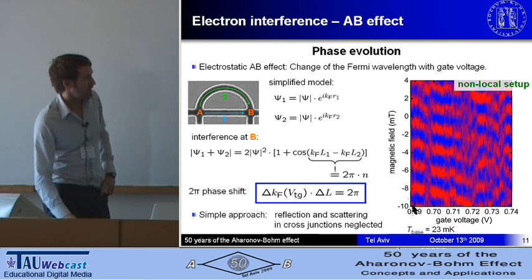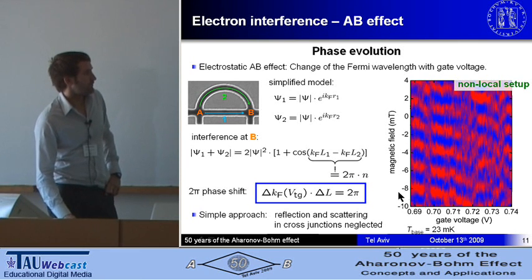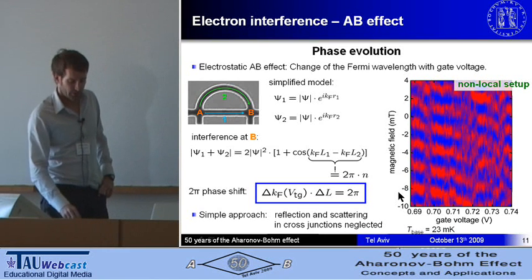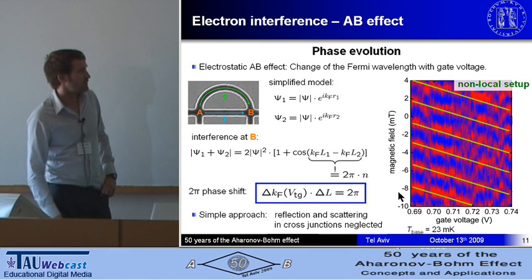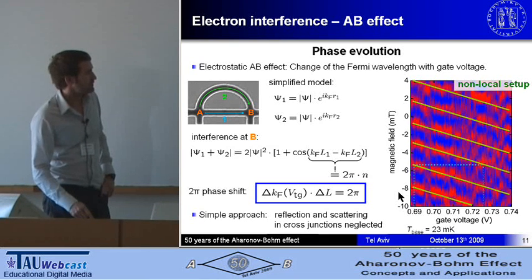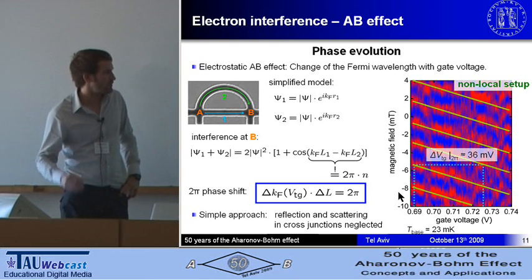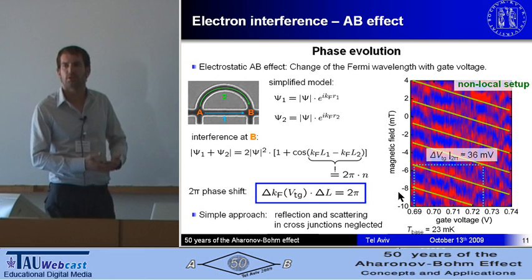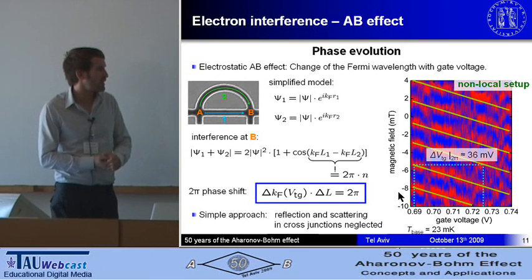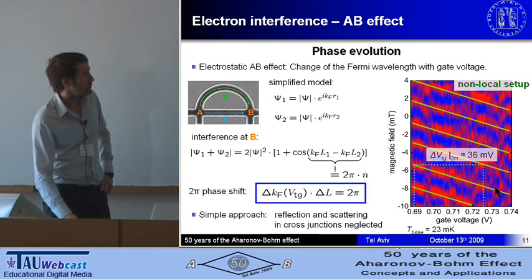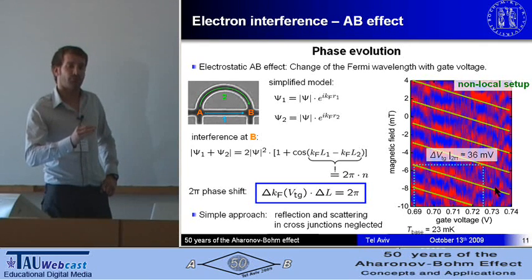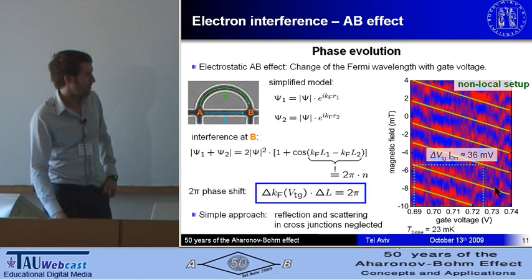Here you see the Aharonov-Bohm effect measured for different gate voltages. That is the oscillatory part in this color plot as a function of the magnetic field and the gate voltage. On average, we can say, yes, the phase evolves linearly, and we need around 36 millivolts to change the phase by 2 pi, which is just a minor result. But we do find this linear, continuous phase shift.